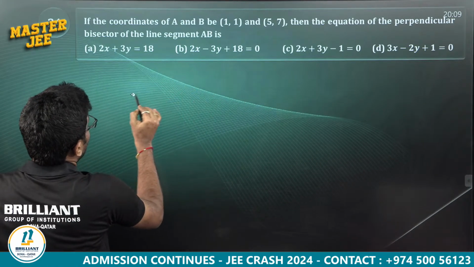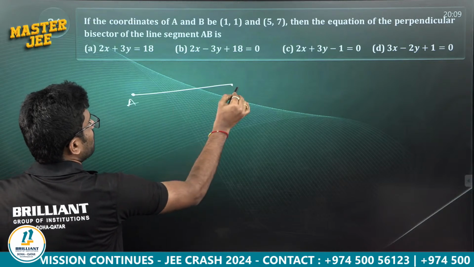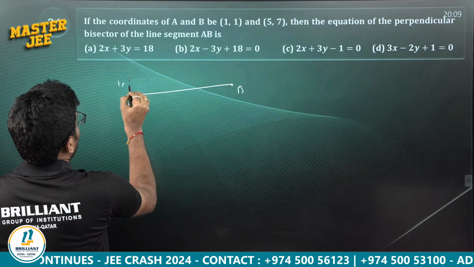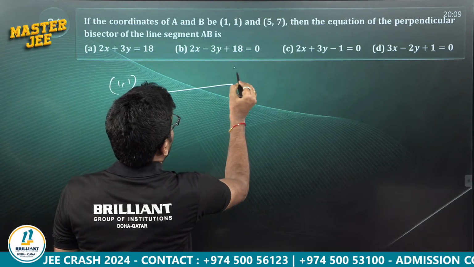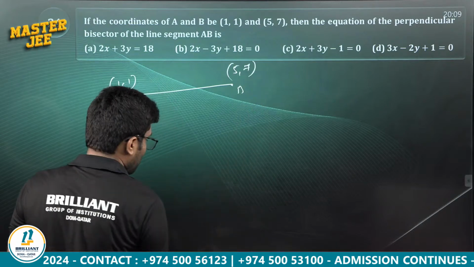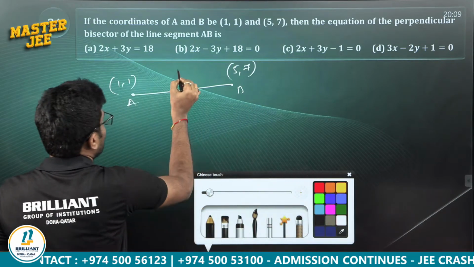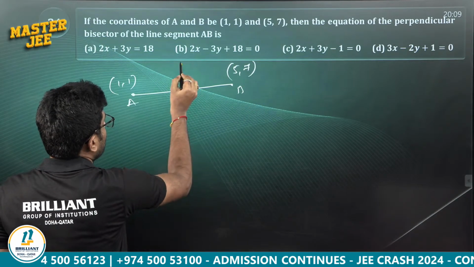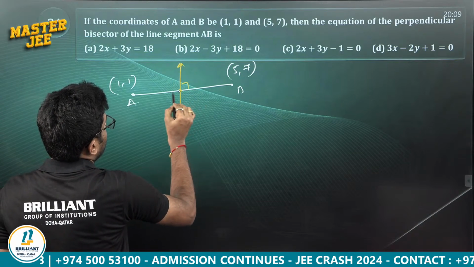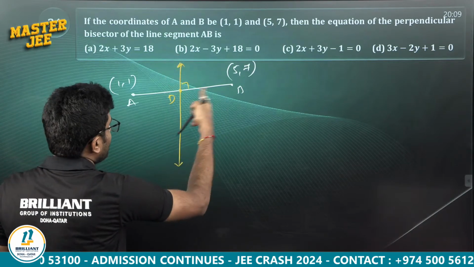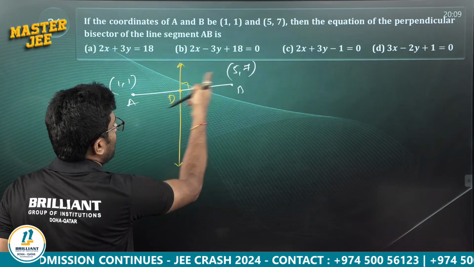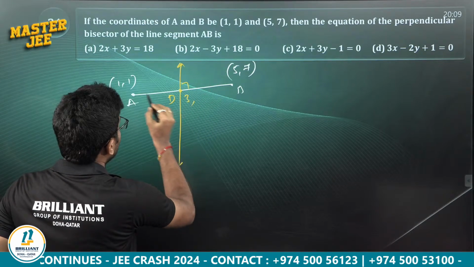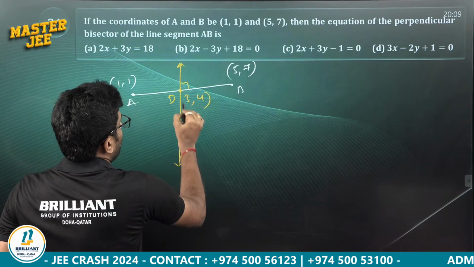So guys, let this be our AB. Equation AB, coordinates of A are 1, 1. Coordinates of B are 5, 7. Now our perpendicular bisector will be passing through the midpoint D and perpendicular to that. First let me find the midpoint. 1 plus 5 by 2, 6 by 2, 3; 1 plus 7, 4.